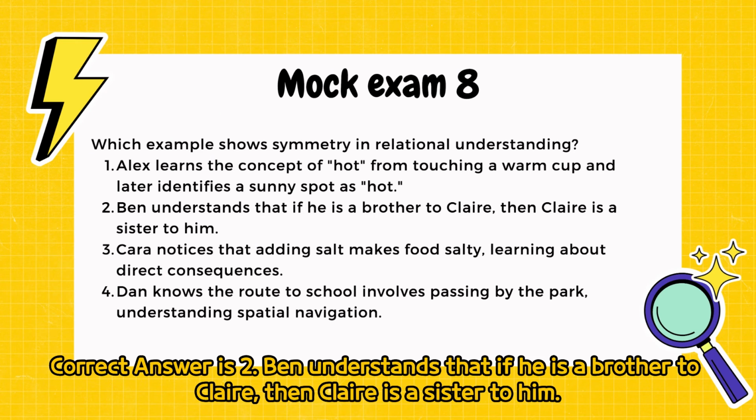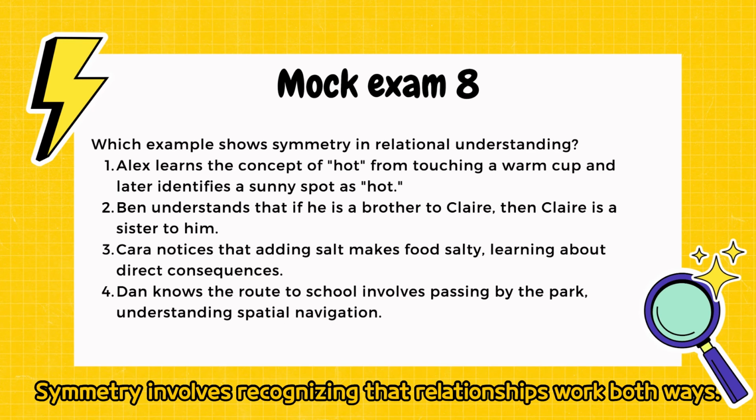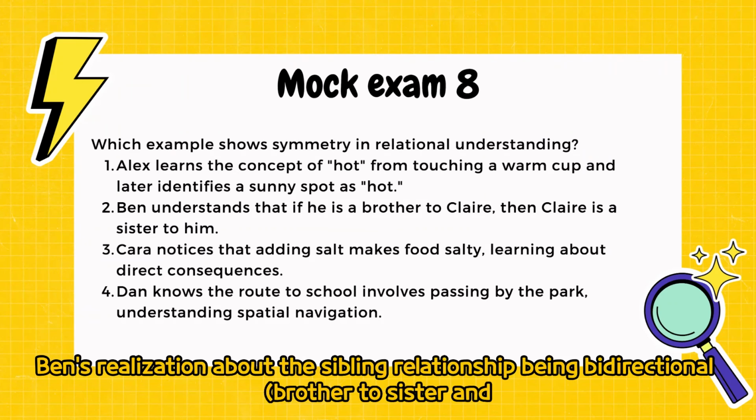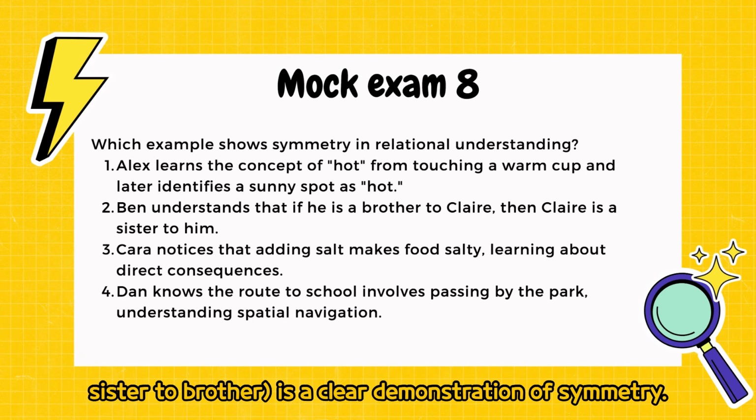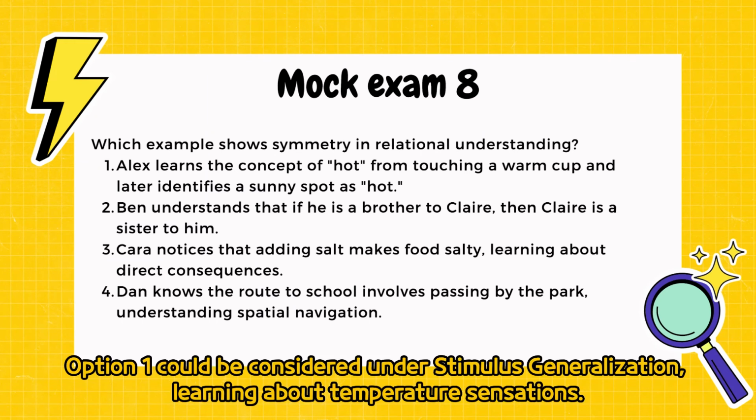Correct answer is 2. Ben understands that if he is a brother to Claire, then Claire is a sister to him. Symmetry involves recognizing that relationships work both ways. Ben's realization about the sibling relationship being bidirectional, brother to sister and sister to brother, is a clear demonstration of symmetry. Option 1 could be considered under stimulus generalization, learning about temperature sensations.